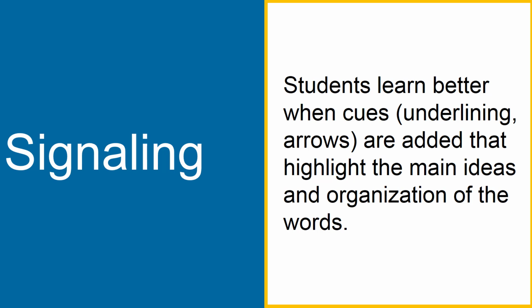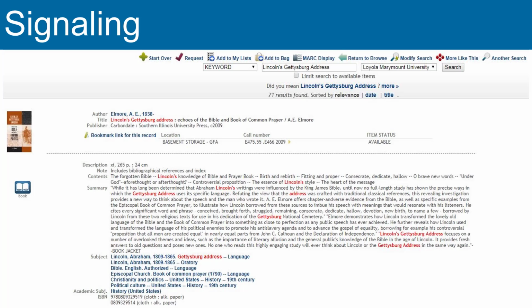For example, bolding new terms lets students know that this term is important. Signaling also draws the learner's attention to certain elements of the lesson. If you were teaching students how to read library records and showed a page like this, you need to be aware that this is overwhelming for students who are likely seeing this page for the first time. There is too much going on in the page.